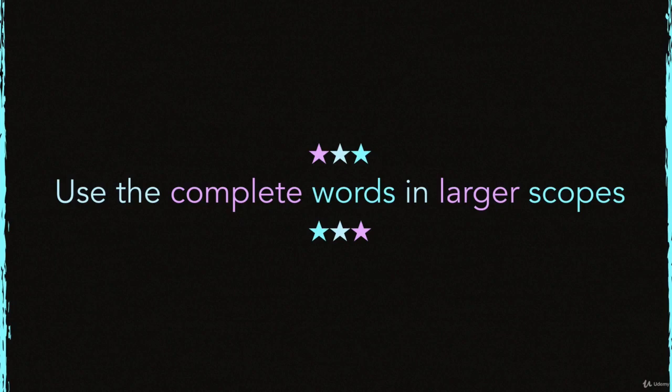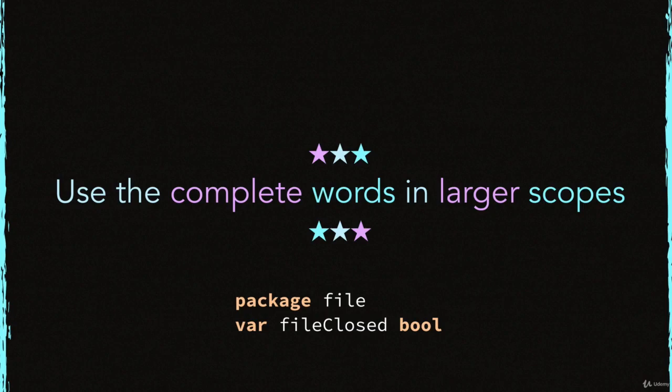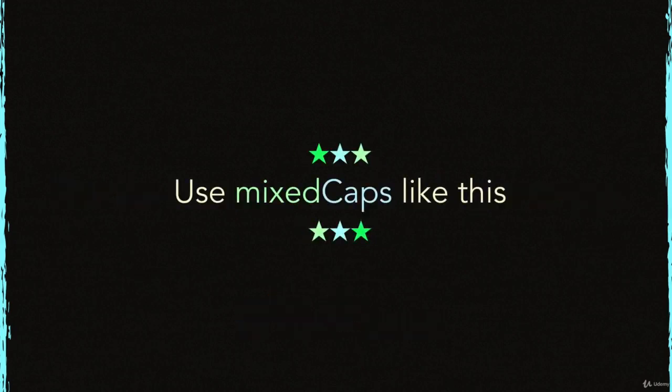Let's take a look at an example declaration. Imagine that this variable is declared in the package block of the file package. So it's a package level variable. So it's in a larger scope. So don't use abbreviations there. Also, note the mixed caps in the name. File starts with a lowercase letter. However, close starts with an uppercase letter. In Go, we use this mixed caps style. Use mixed caps. This example tells it all. M in mixed is lowered, C in caps is capitalized.